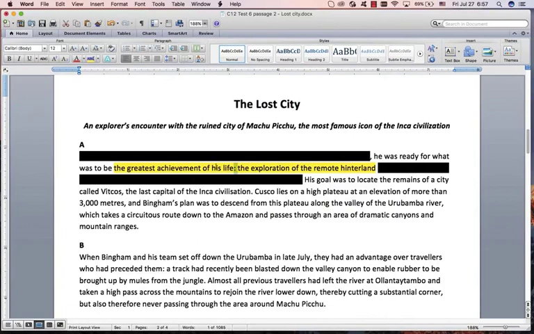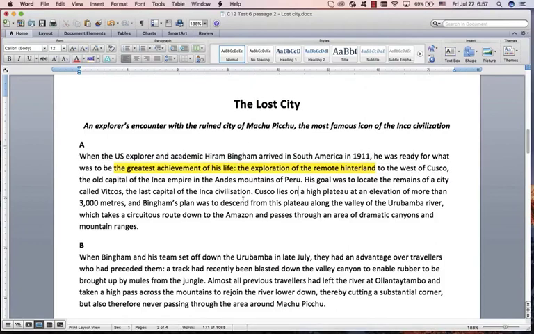This sentence is about the greatest achievement of his life. What is that achievement? The exploration of this new land. So next sentence. His goal was to locate the remains of a city called this. And then this is just explaining what this is. So that's what we're looking at here. This whole sentence, or this whole clause, is again saying where this city of Cusco is. So it's more descriptive and supporting information.